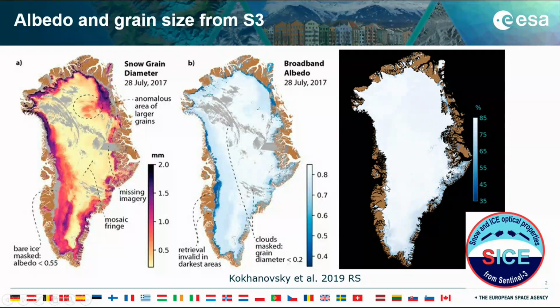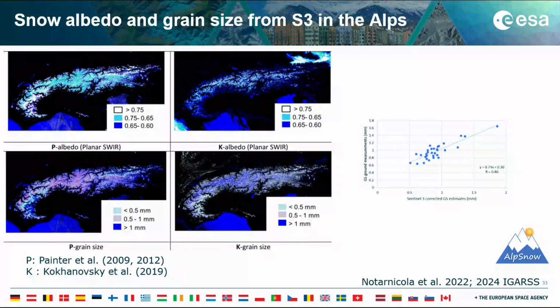And as you see, the albedo also has a very dynamic change through the season, because it gets darker, it gets lower during the melting season. We did the test also over the whole Alpine chain with Sentinel-3 for albedo and grain size as well. And we compared these two approaches, based on Painter and others and Kokhanovsky theory.